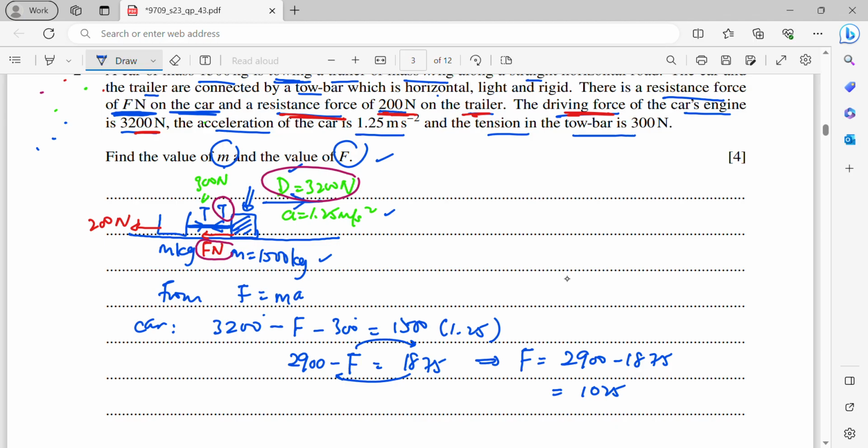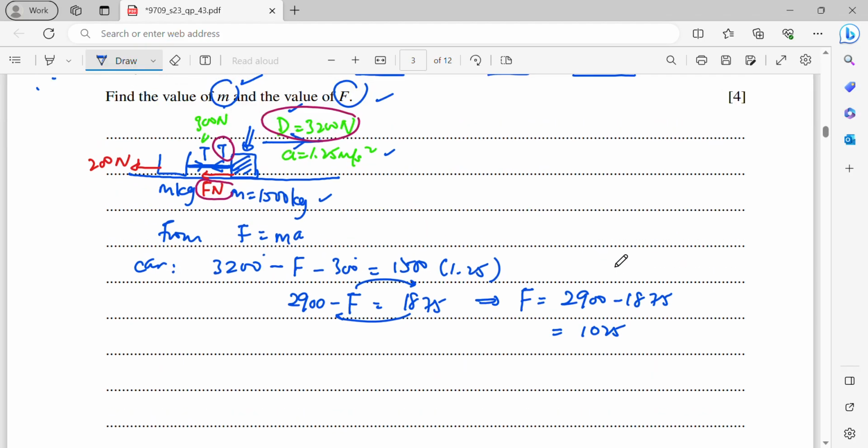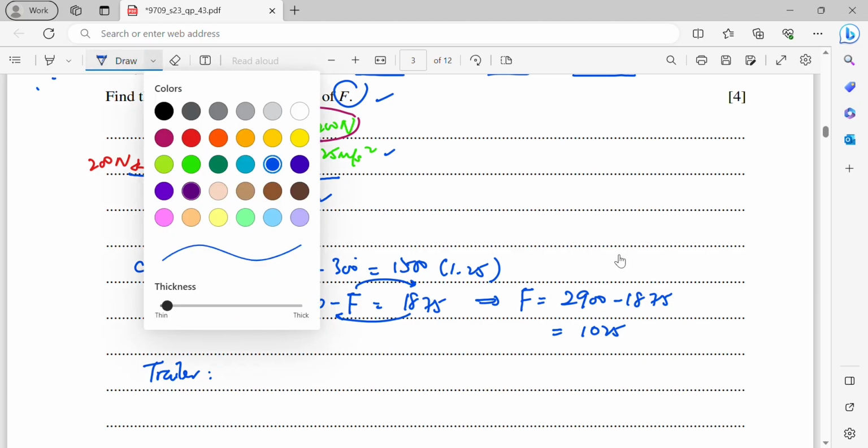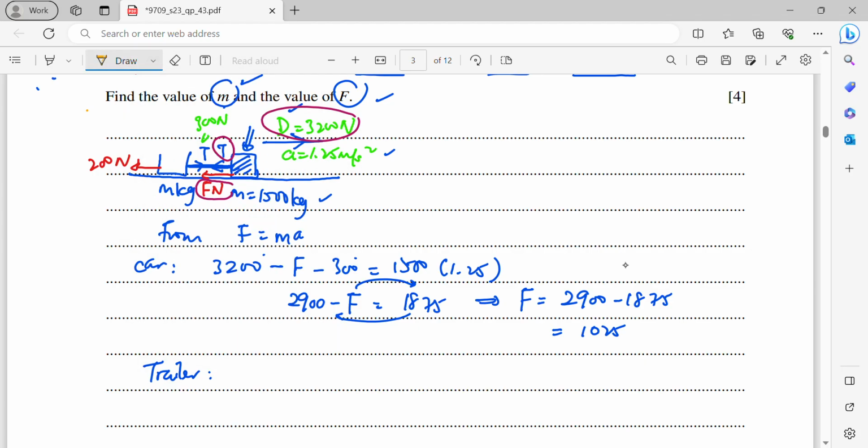Okay, and now we need to find the M. So the M is on the trailer. That means now I need to refer to the trailer. So this is by referring to the trailer. Now it's still the same using F equals MA. Okay, so now since we are referring to this trailer, it is moving to the right side. You see here, arrow, right side. Therefore, I will now refer to this.